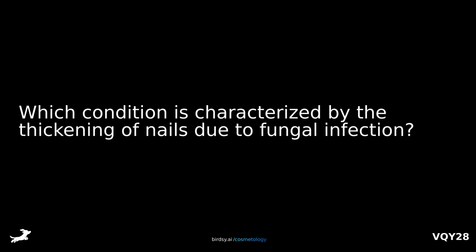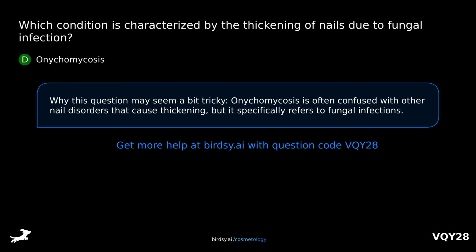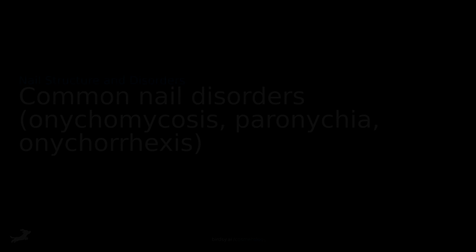Which condition is characterized by the thickening of nails due to fungal infection? Is it A, onychomycosis, B, paronychia, C, psoriasis, or D, onychomycosis? The answer is D, onychomycosis. Why this question may seem a bit tricky. Onychomycosis is often confused with other nail disorders that cause thickening, but it specifically refers to fungal infections.